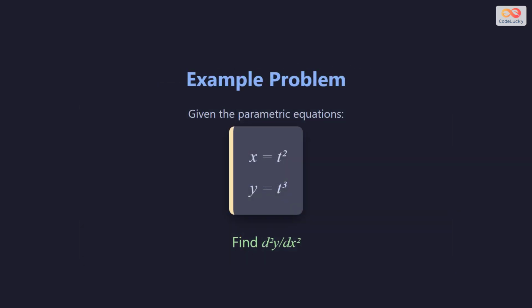Let's work through a simple example to see this in action. We have the parametric equations x equals t squared and y equals t cubed. Our goal is to find the second derivative with respect to x.